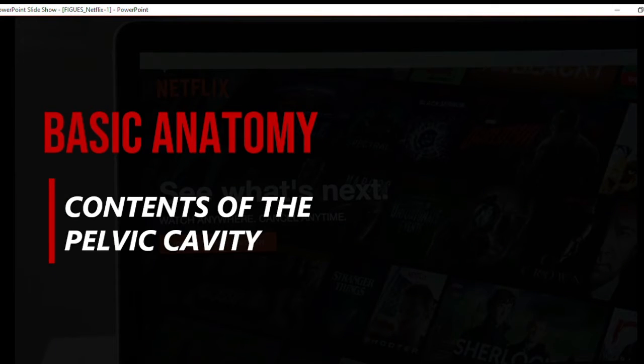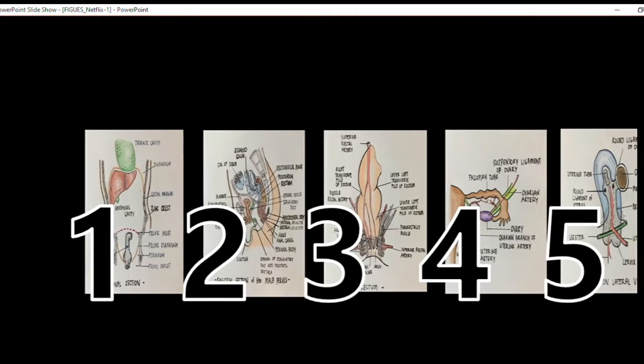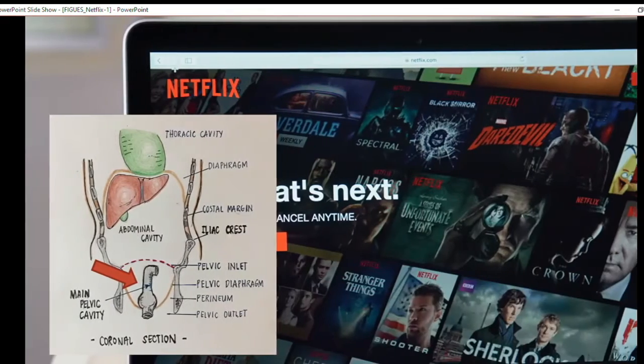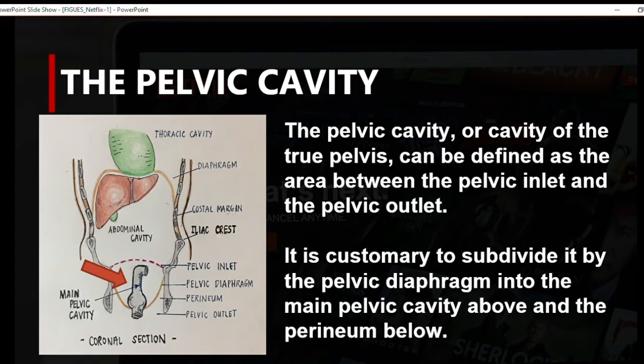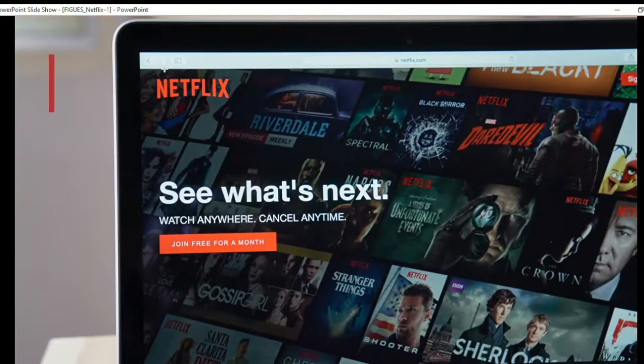So contents of the pelvic cavity. This is my topic overview. First and foremost, what is the pelvic cavity? The pelvic cavity, or cavity of the true pelvis, can be defined as the area between the pelvic inlet and the pelvic outlet, as you can see in this illustration. It is customary to subdivide it with the pelvic diaphragm into the main pelvic cavity above and the perineum below.